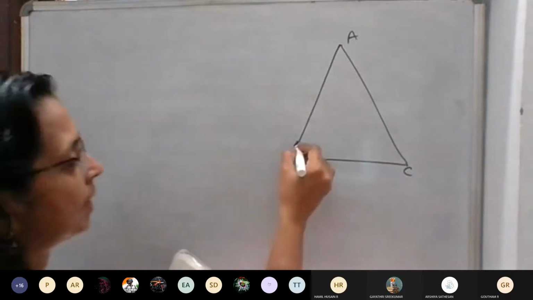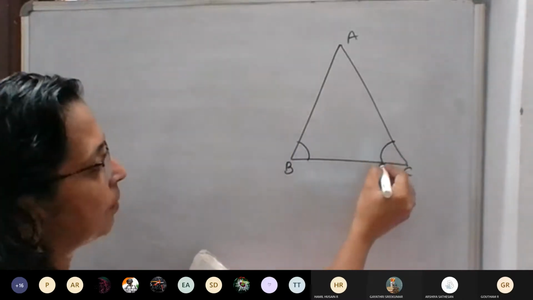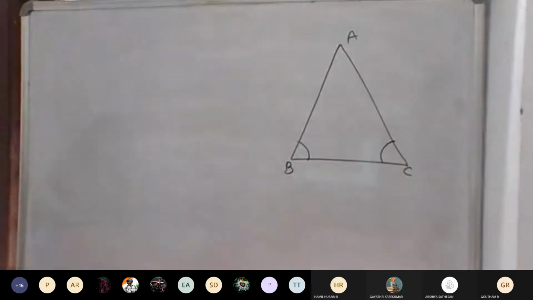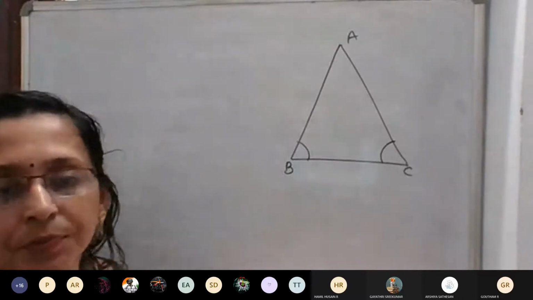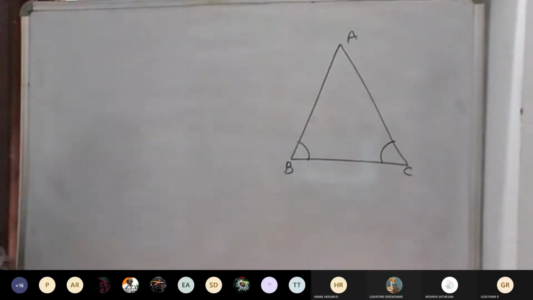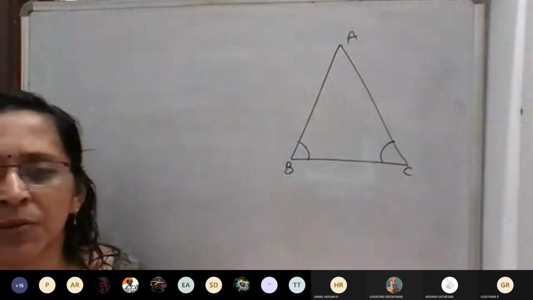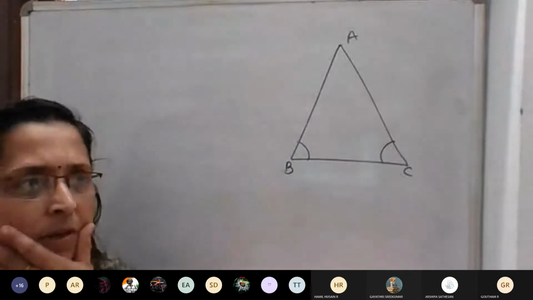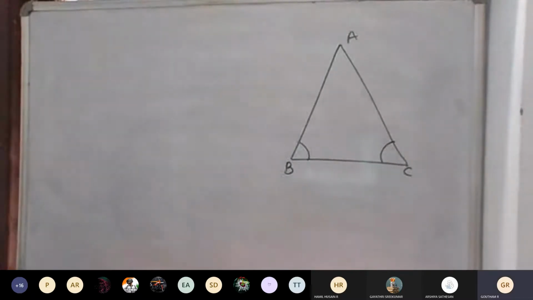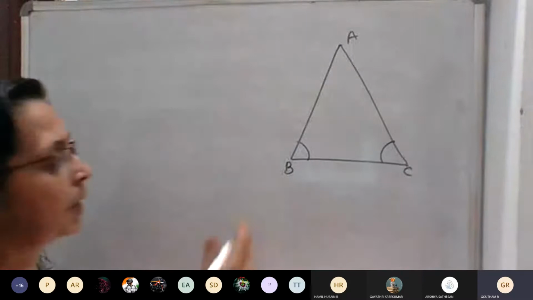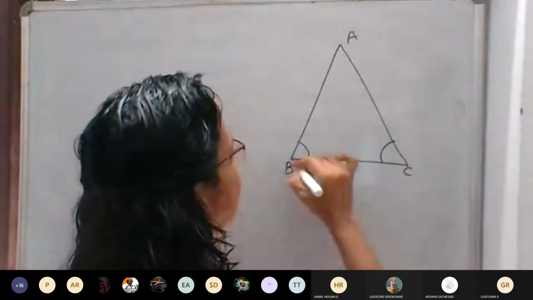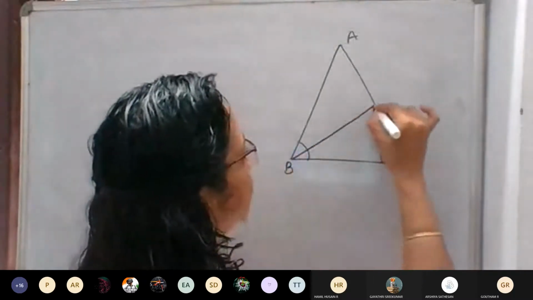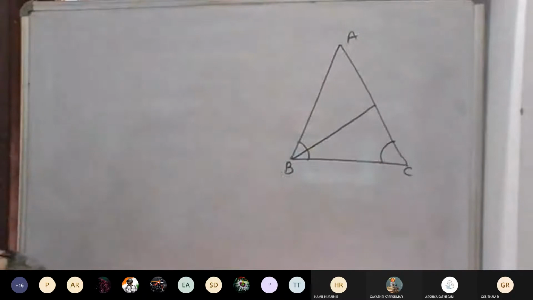Given angle B is equal to angle C. Then what? Perpendiculars from... there we marked L and M, no? That was the first part. So here you write P and Q. So perpendiculars from B and C means we have to draw a perpendicular from B.